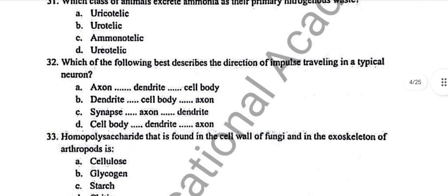Question number 32. Which of the following best describes the direction of impulse traveling in a typical neuron? A. Axon to dendrites to cell body. B. Dendrite to cell body to axon. C. Synapse to axon to dendrite. D. Cell body to dendrite to axon. And the correct option is B. Dendrites to cell body to axon. Nerve impulse travels from dendrites to the cell body and then along the axon.